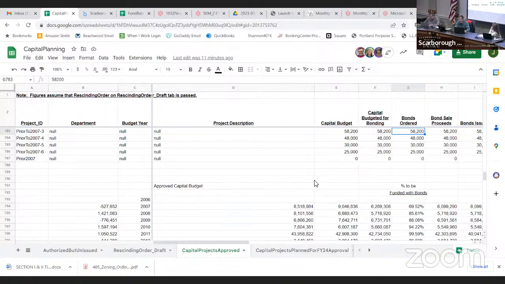I wasn't planning on going over that again, because we're going to get what's actually being proposed in a few weeks. All right, sorry, wrong tab. Yeah, this one's the capital projects approved tab.